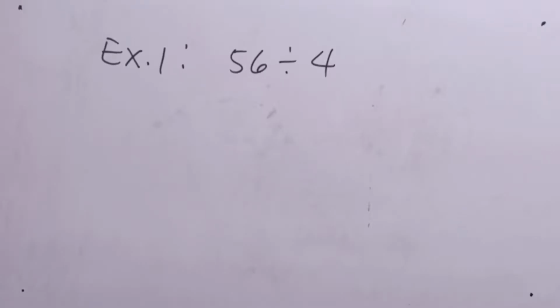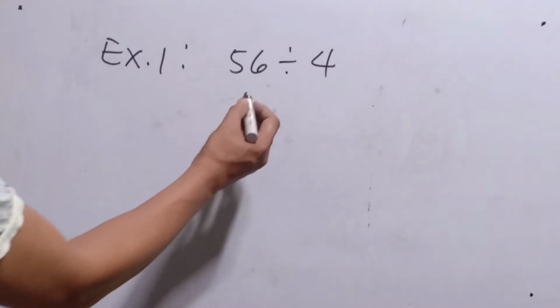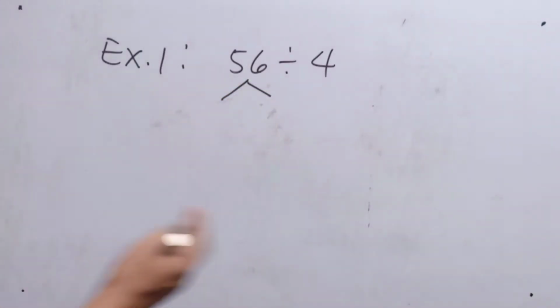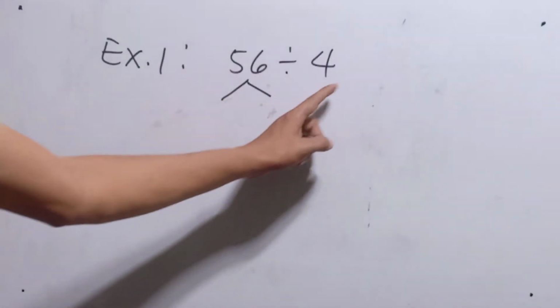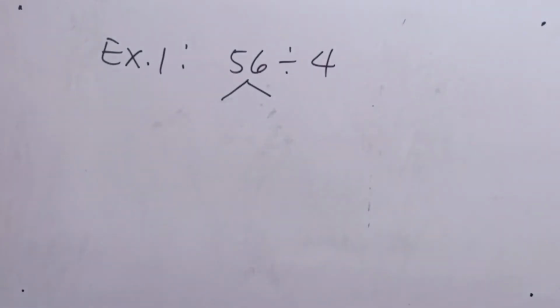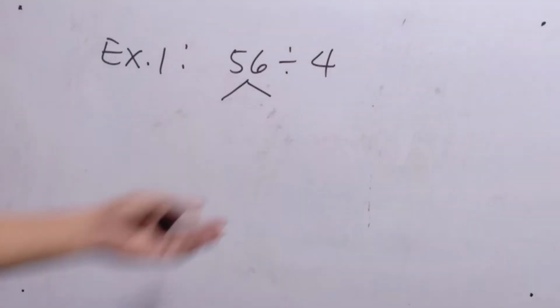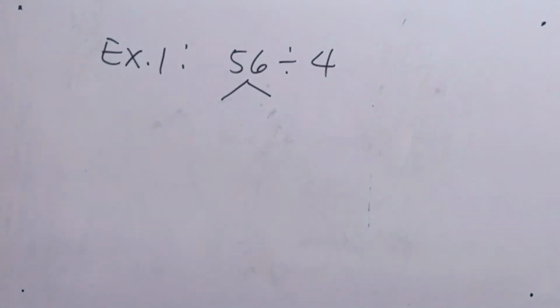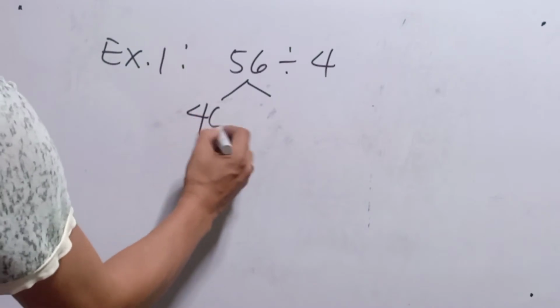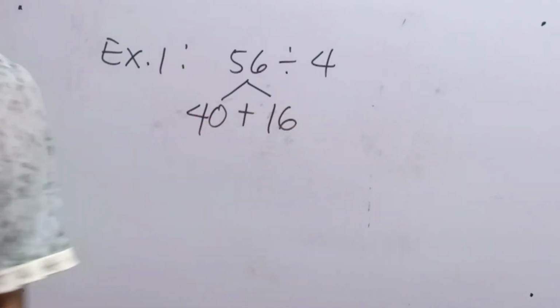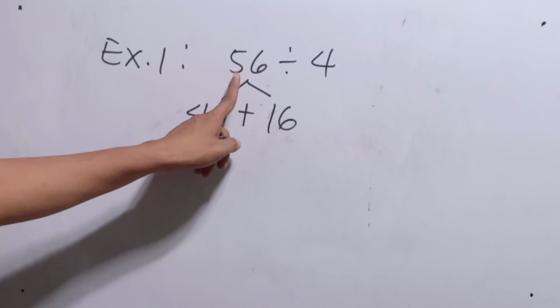Now let's discuss some examples on how to divide mentally. Take a look at example number 1. 56 divided by 4. So what will you do? You simply split the 56 into two numbers wherein they can easily be divided by 4. So can you think of two numbers that can easily be divided by 4? Yes, it's 40 plus 16. 40 plus 16 will give us 56.